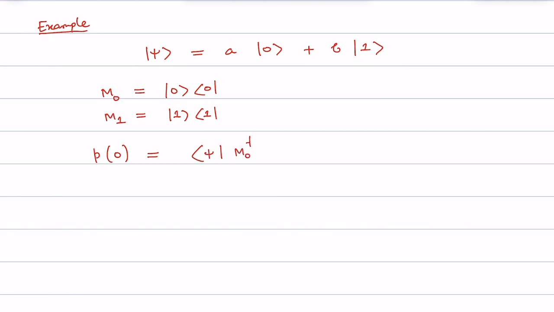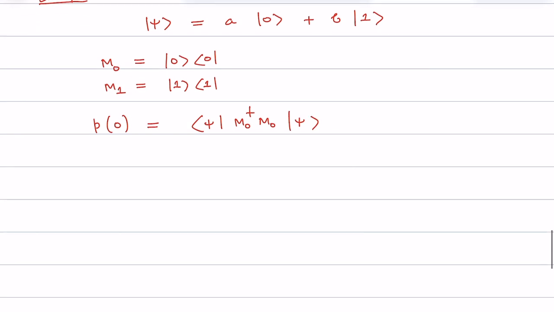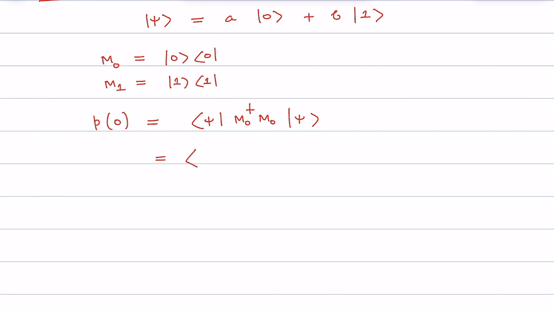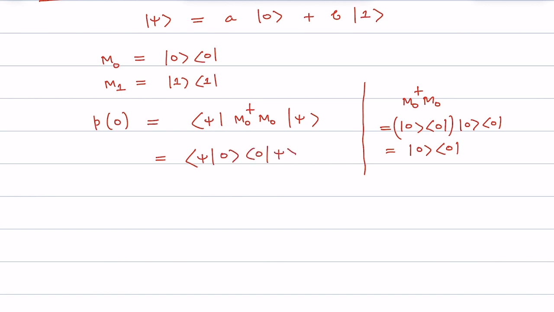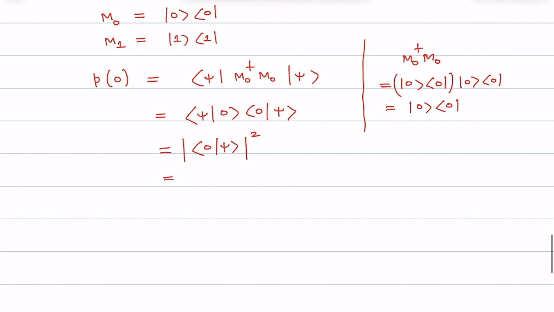Now it will be M0 dagger M0 |ψ⟩. Okay, let us open it up. M0 dagger M0: M0 is |0⟩⟨0|, and M0 dagger is the opposite of that, which is the same as M0. So now we have |0⟩⟨0|, and therefore here let me put |0⟩⟨0|ψ⟩, and this is nothing but the modulus square of this quantity, which is again nothing but |a|².